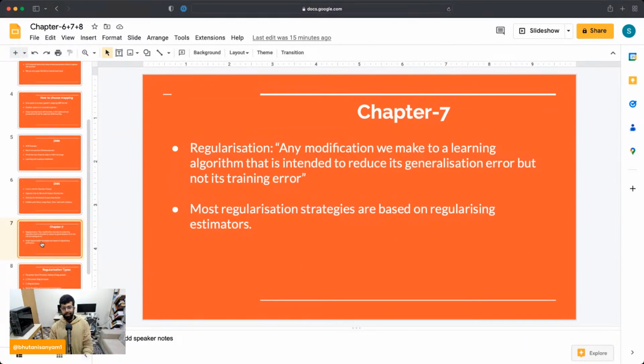Now, chapter 7 is about regularization. And the formal definition for that is any modification we make to a learning algorithm that is intended to reduce its generalization error, but not its training error. Basically, you want a model that performs well in the real world. If you regularize them, they'll perform better. That's a simpler version of it. Most regularization strategies are based on regularizing estimators, and then there are a lot of mathematical definitions that follow in the book.